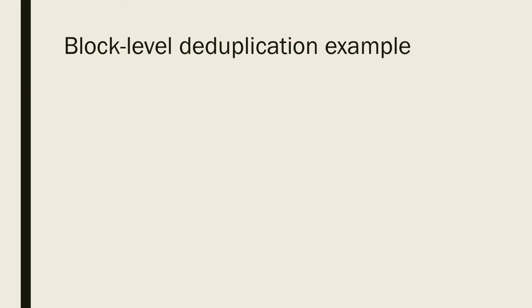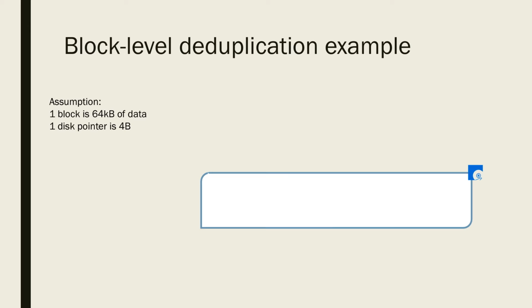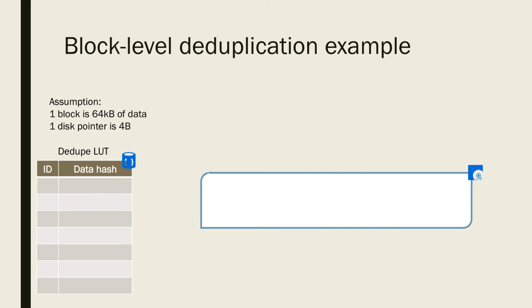Now you'll see an example of block level deduplication. First assume that one data block is 64 kilobytes of data and one disk pointer is 4 bytes. Here you can see a disk on which data blocks will be written. Here you can see a dedup lookup table, so deduplication lookup table with two columns, ID and data hash, which will define data blocks. The first person comes with 4 data blocks, A, B, C and D.